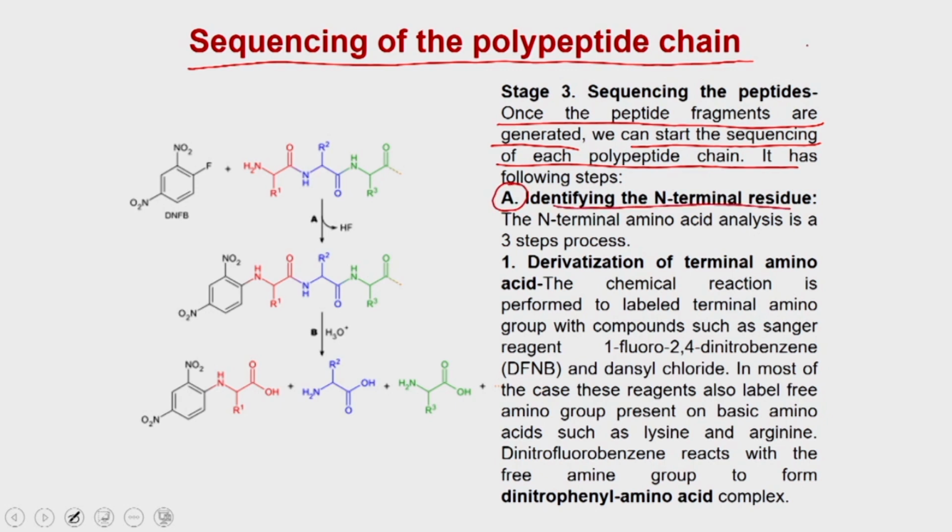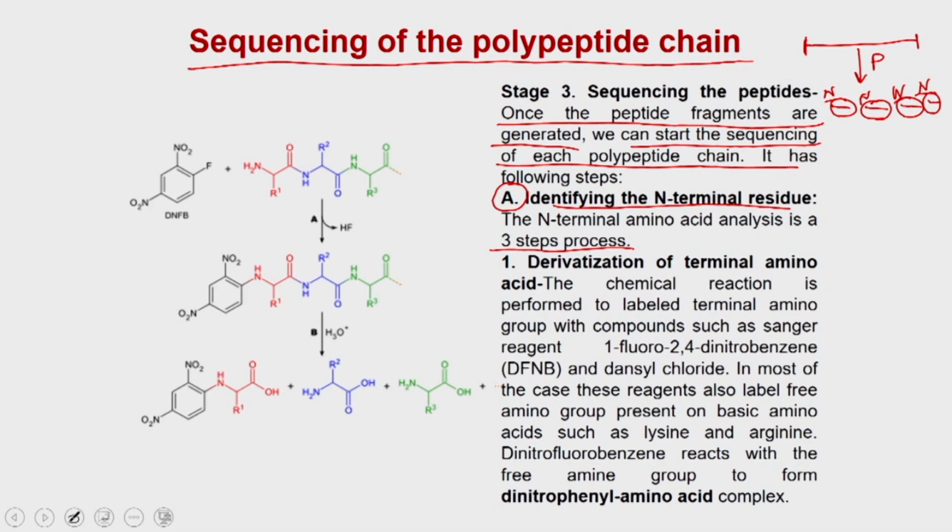So, for example, if you started with one protein sequence like this, and suppose you cleave this with the protease, you are going to get multiple fragments. Now, all these multiple fragments are going to be sequenced individually, and the first thing is that you have to identify the first amino acid of all these polypeptides. The identification of the N terminal residue is a 3-step process.